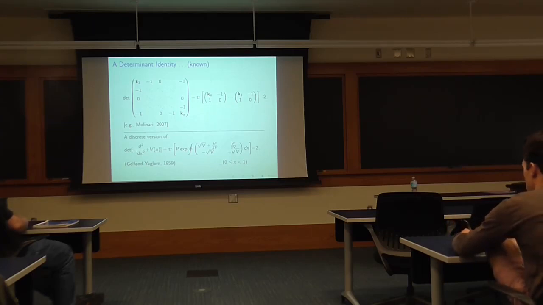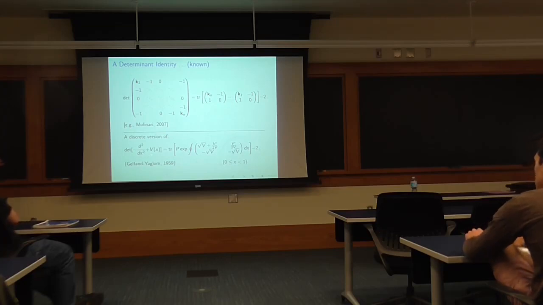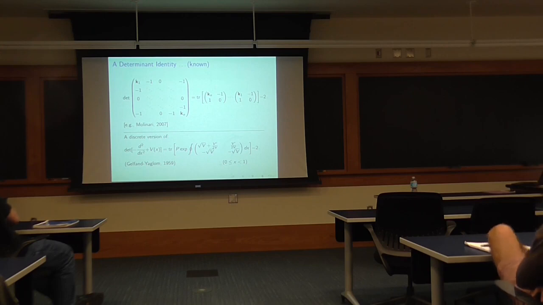Gelfand and Yaglom asked, what's the determinant of the Schrodinger operator? Of course, this is just a Hamiltonian, so if we knew what the determinant of the Hamiltonian minus any constant energy is, we automatically have the spectrum. We just look for the zeros of this function. So just subtract E from V and look for zeros as a function of E.